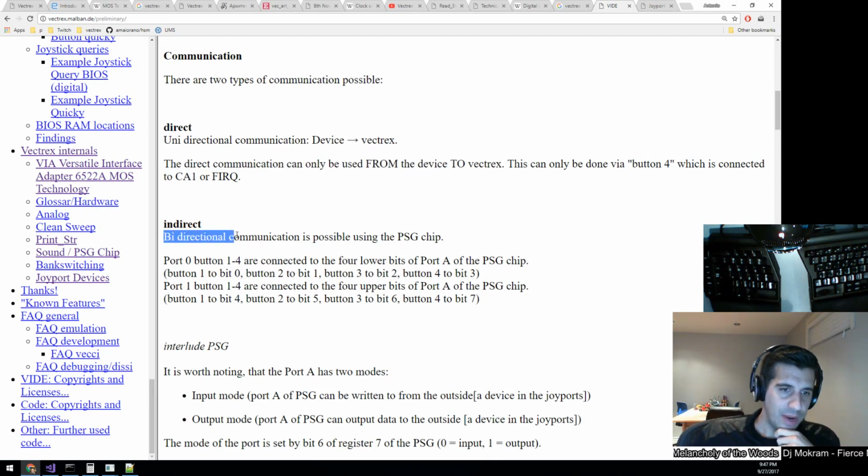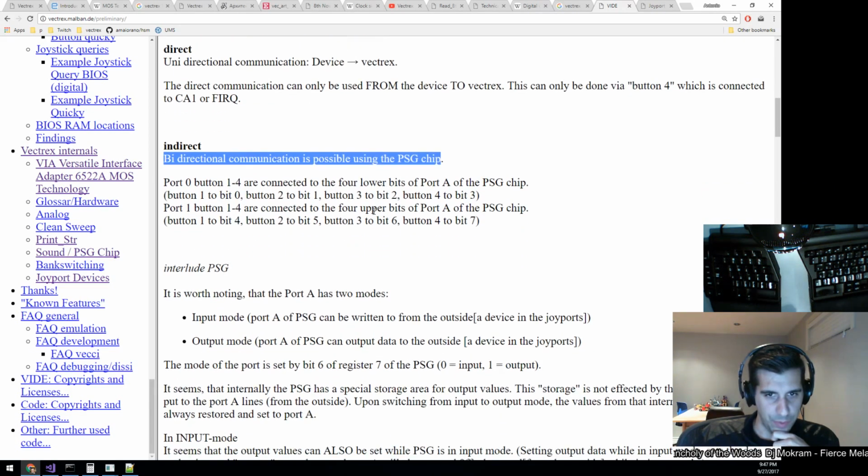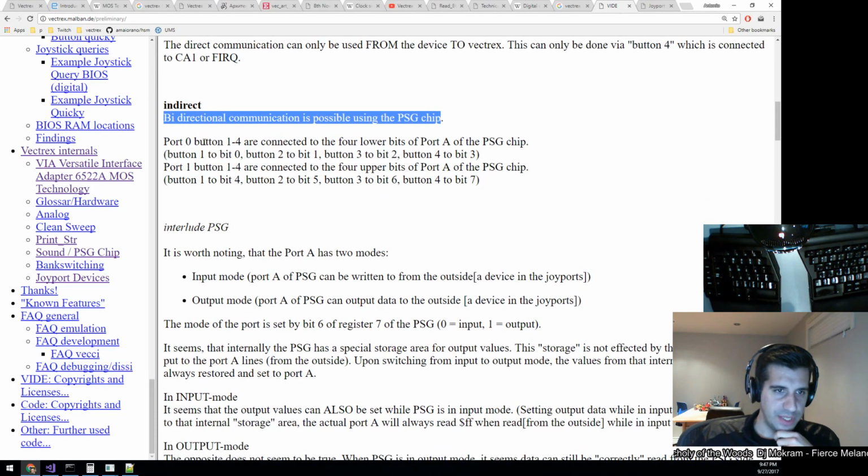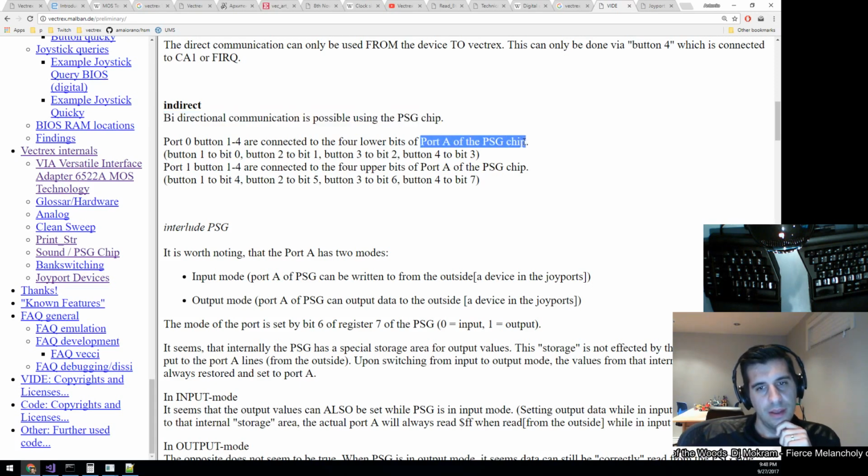"Indirect, bidirectional communication is possible using the PSG chip." So that's the one we're mostly interested in right now. "Port 0, button 1 to 4, connected to the 4 lower bits of port A of the PSG chip." I'm just thinking about how this is not the same port A that we're talking about in the VIA. We're really talking about a separate chip that has its own register, port A.